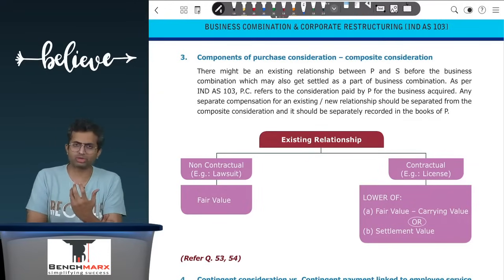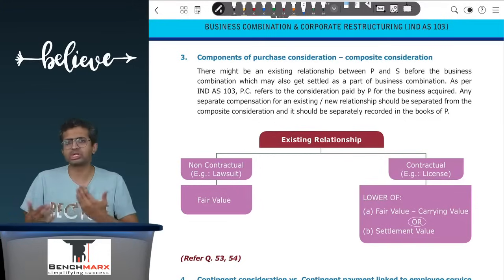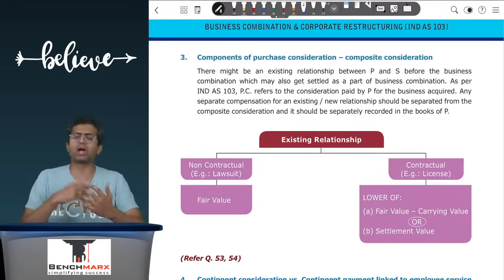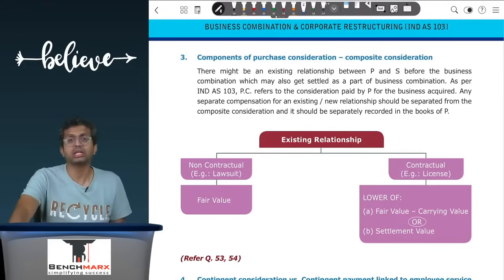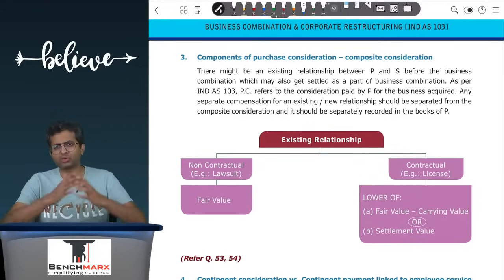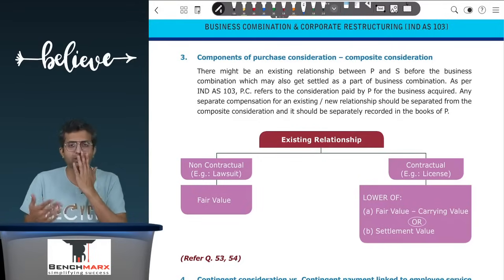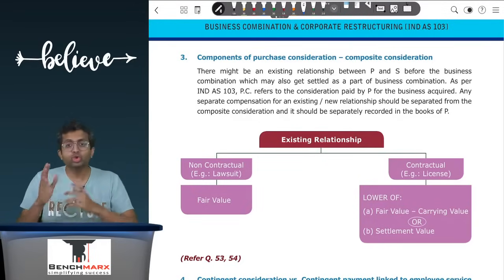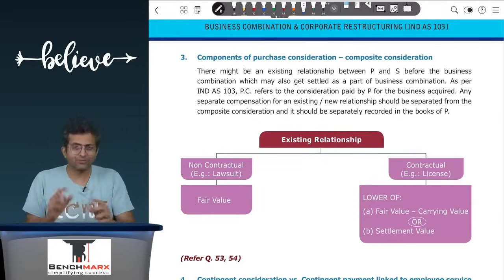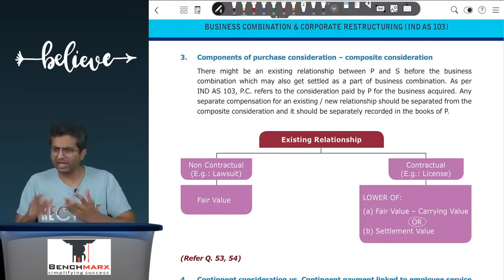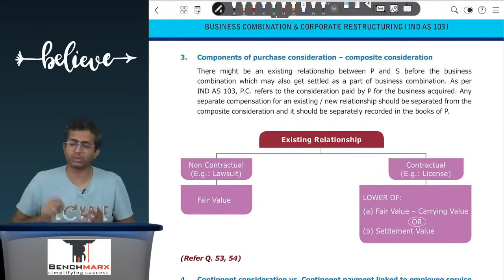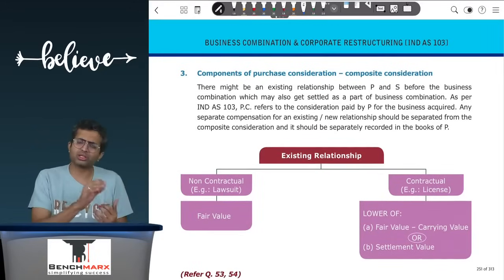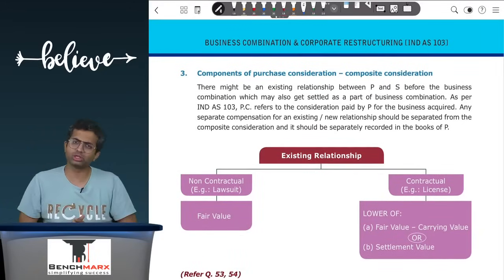However, if there's a contractual relationship, for example a franchisee agreement, and when you're acquiring your franchisee, in the process the existing contractual relationship settles. In which case, again you will have to segregate the consideration. In case there's a contractual relationship, you will find the gain or loss on settlement by comparing the settlement value, if any, because in a contractual relationship a settlement value may be agreed, or you can compare the fair value with the carrying value and calculate the gain or loss, as the case may be, on settlement.